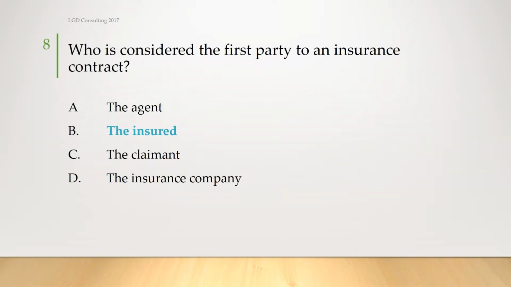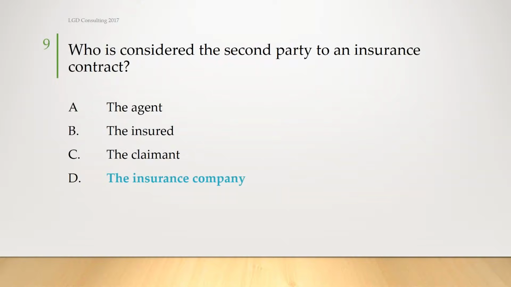And so we've discussed it. The first party to an insurance contract is the insured or the client. That means the second party to an insurance contract is the insurance company.